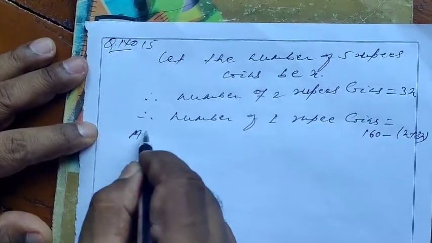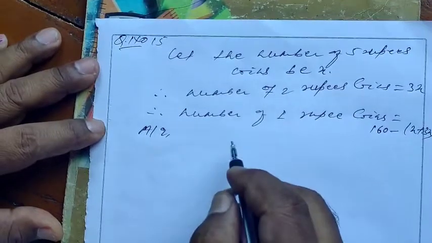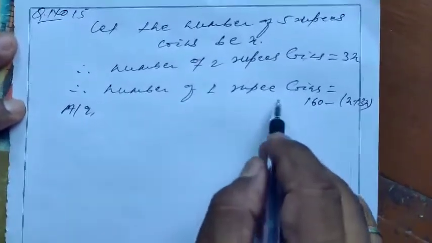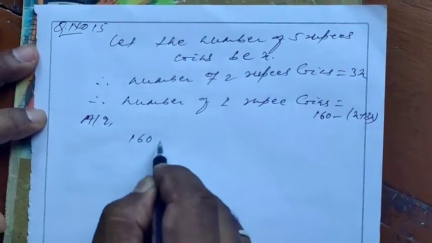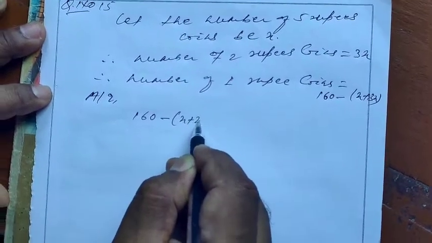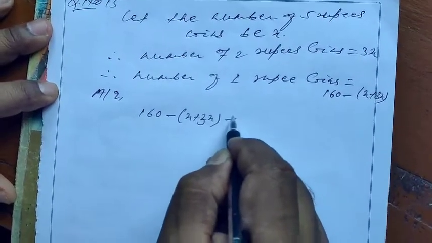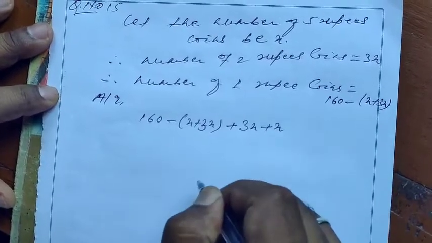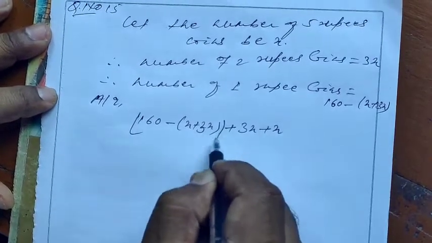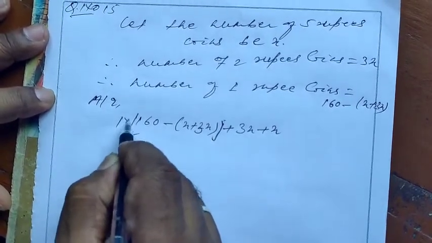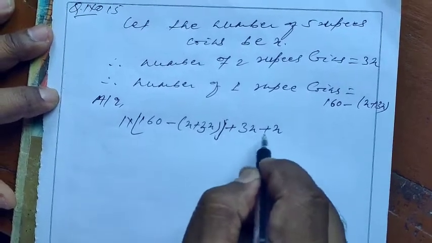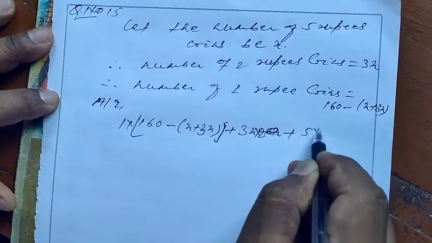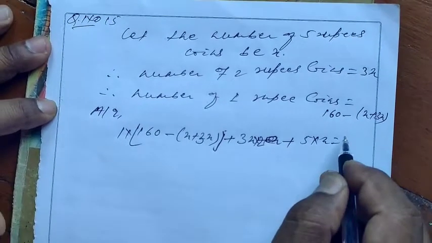Now according to your question, the total money is equal to 300 rupees. It means 1 rupee coins is 160 minus (x plus 3x), 2 rupees coins is equal to 3x, and 5 rupees coins is x. So this into 1, this into 2, and 3x is the number of 2 rupees coins, therefore 3x into 2, plus 5 into x is equal to the total money, 300.